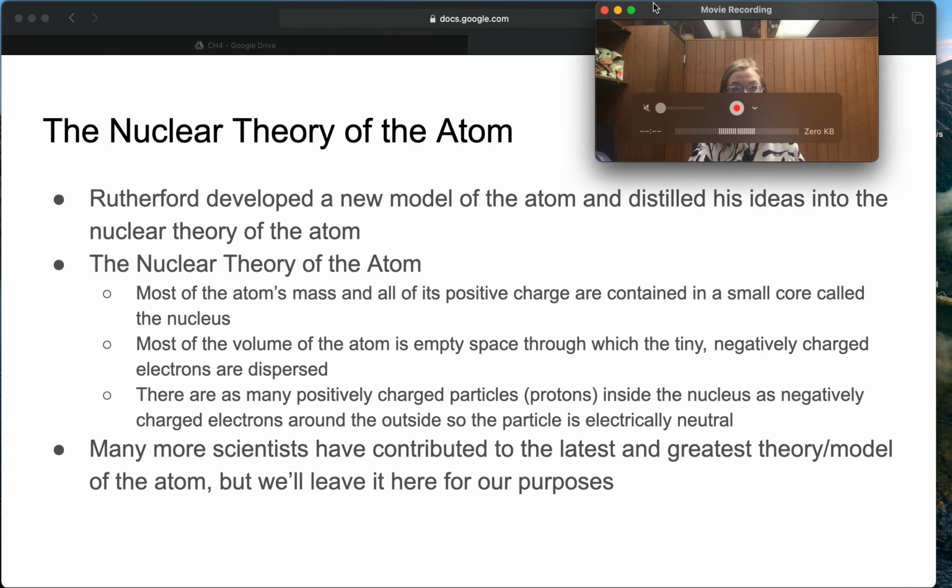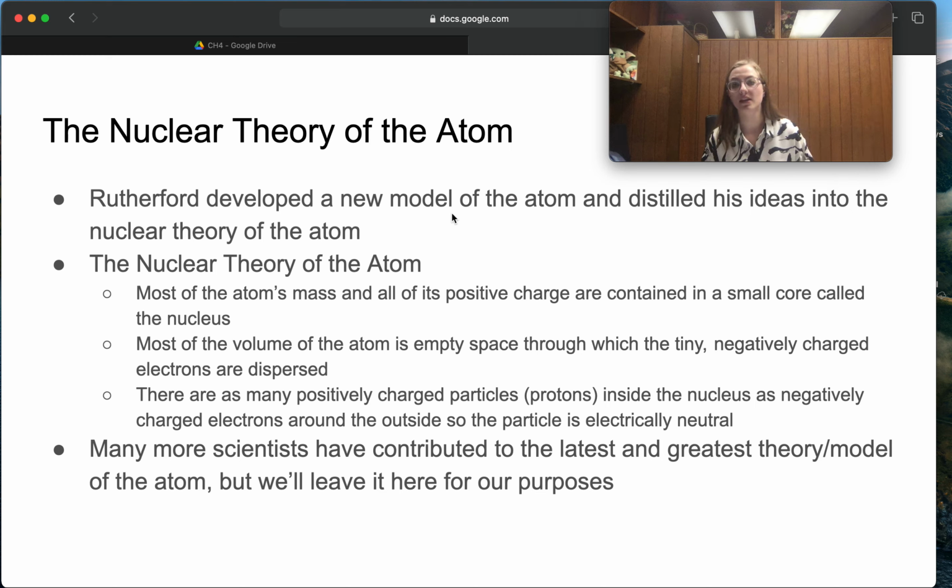And to this day, we still stand with the nuclear theory of the atom. The nuclear theory of the atom is more specifically about the way an atom is set up and put together, whereas the atomic theory says that atoms exist. Nuclear theory says this is what we think atoms are made of.